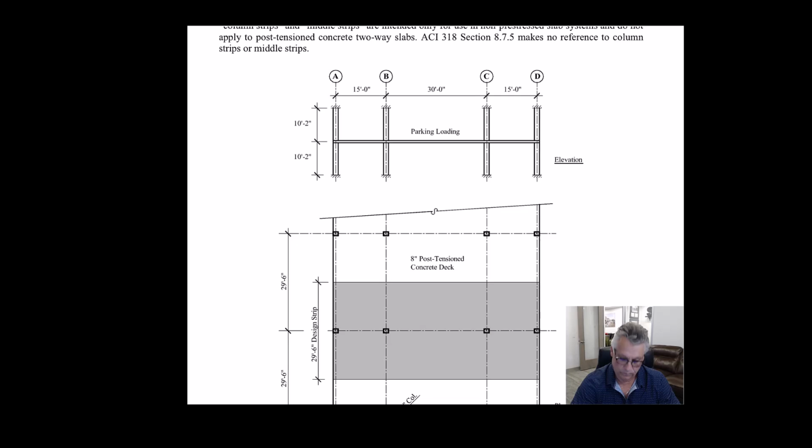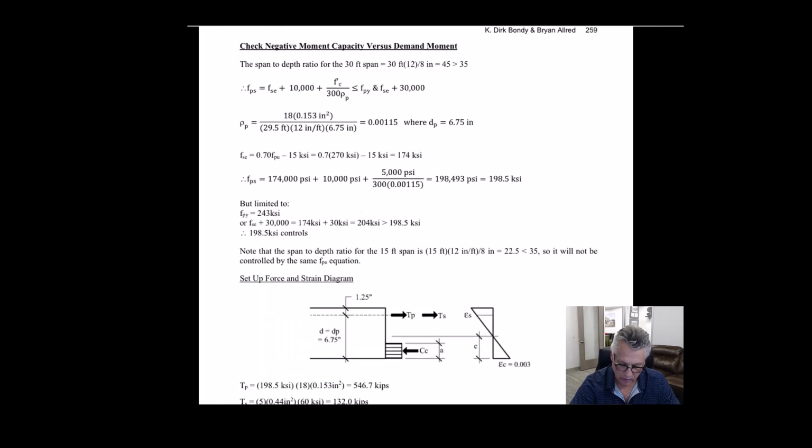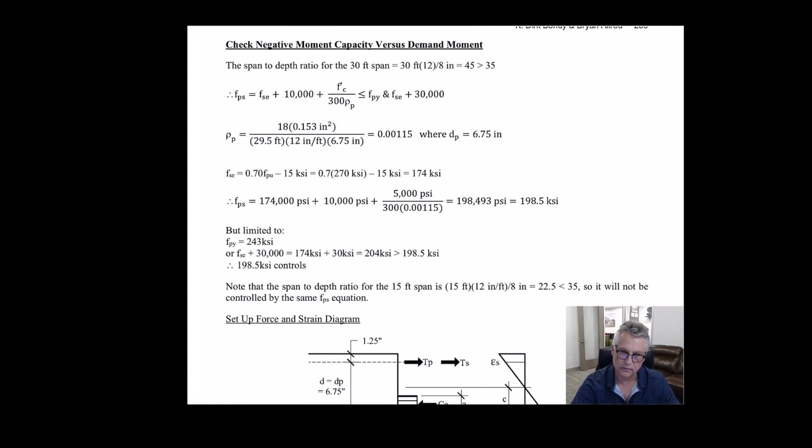And that's really ridiculous. That is a silly thing about the way the code is written. The code decided, instead of just saying for slabs up to a certain thickness, which would have made a ton of sense, they had to be cuter than that and come up with span to depth ratios to describe which FPS equation to use. Well, it's not uncommon in two-way slabs to have the short spans controlled by the beam, what I call the beam equation.